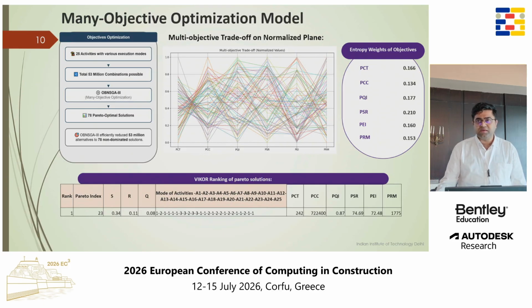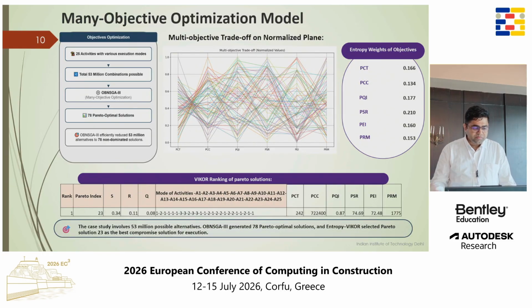So these are the results that we got from running our genetic algorithm. We had about 25 activities, and each activity had various execution modes. So there were a total of about 53 million combinatorial possibilities. We went through the genetic algorithm and found 78 Pareto solutions, and based on our Entropy-VIKOR solution, this is what we finally found, which is the mode for every activity it should be performed in so that all the 6 objectives can be achieved, sorry, not minimized. And this is the final result.